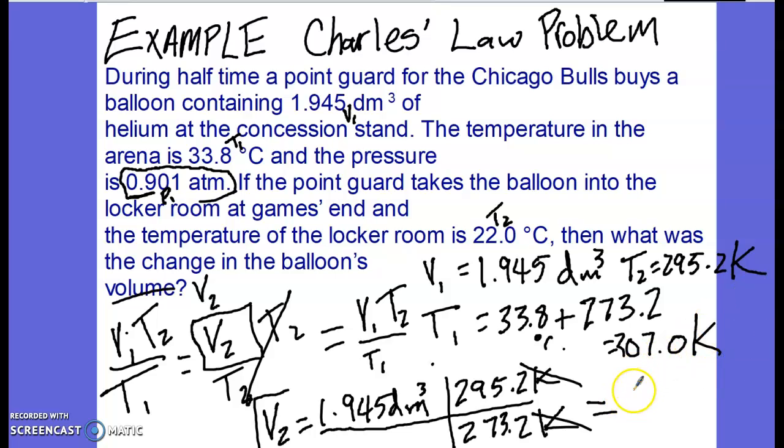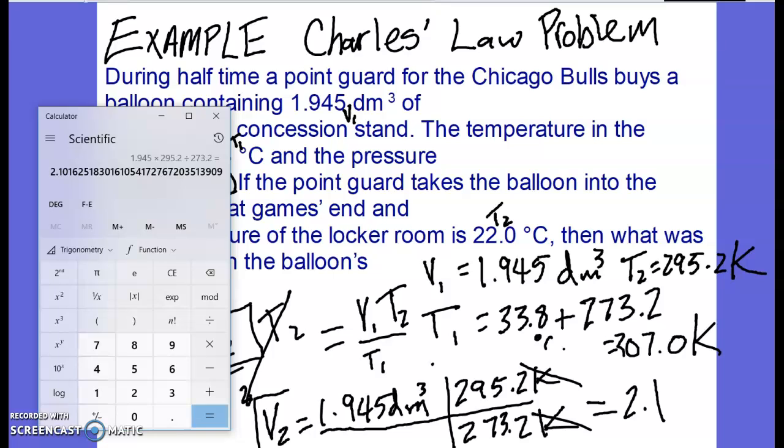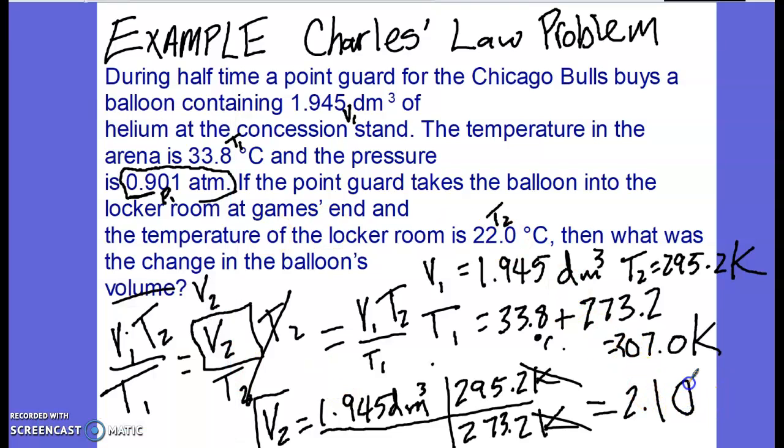We would want 2.102, because we want 4 significant digits. 2.102 decimeters cubed. Our answer there.